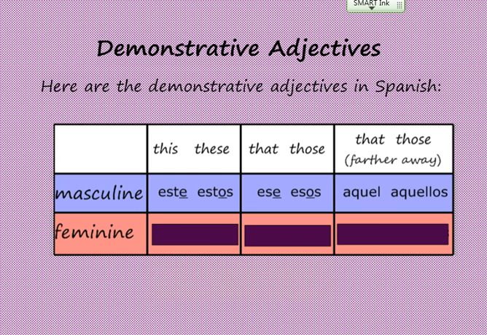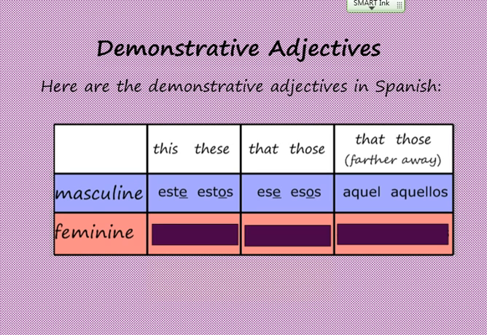So since we're talking about the masculine forms, let's say that we're talking about a masculine noun, such as un libro, right? The word for libro is masculine. So if I wanted to say this book that I'm holding right here in my hand, I would say este libro. If I want to talk about that book that maybe I don't have in my hand, but it's pretty close to me, I would say ese libro, that book. Now, if I'm referring to a book that's on the opposite side of the room, or maybe even a book that's not in the same room as I am, I would say aquel libro.